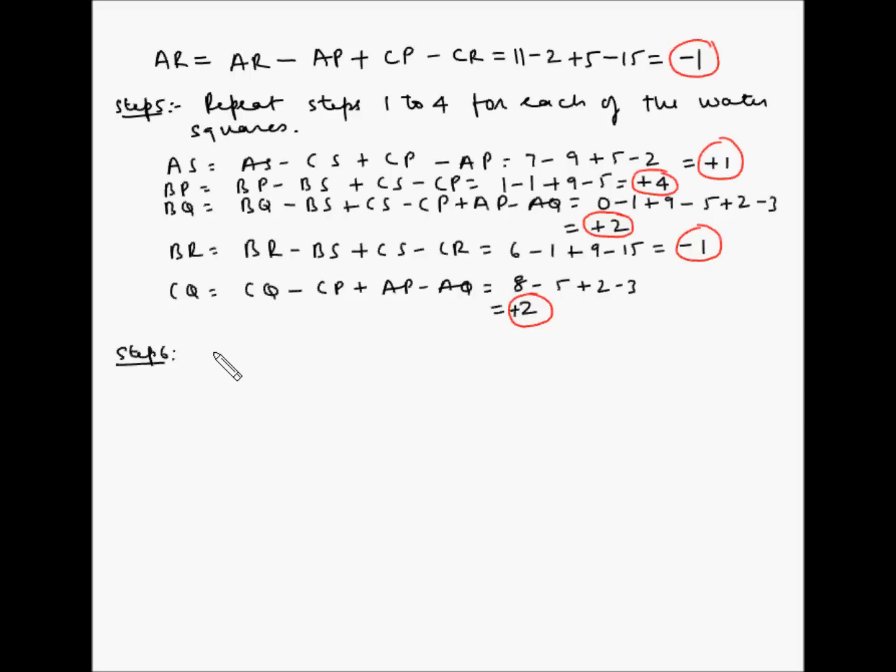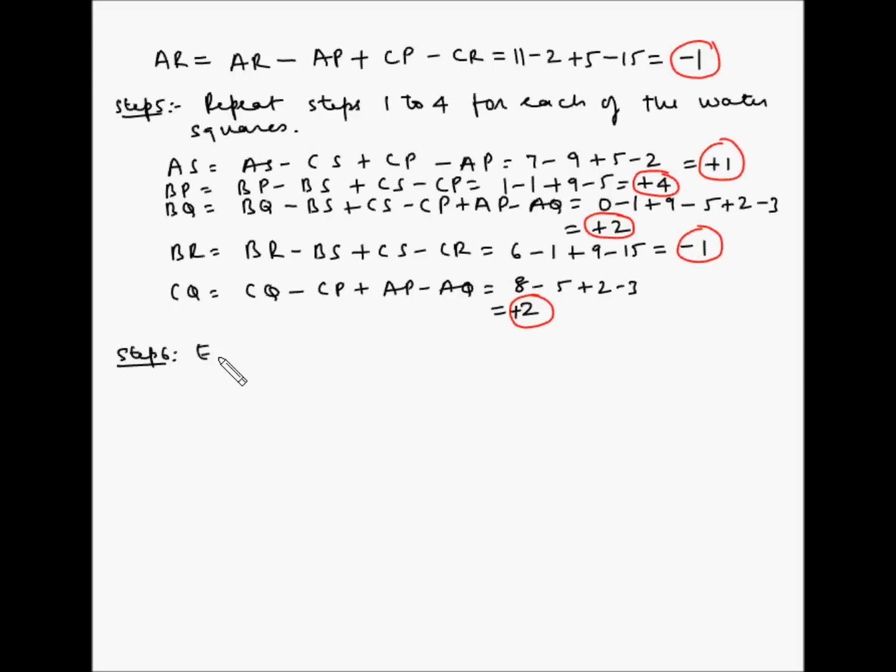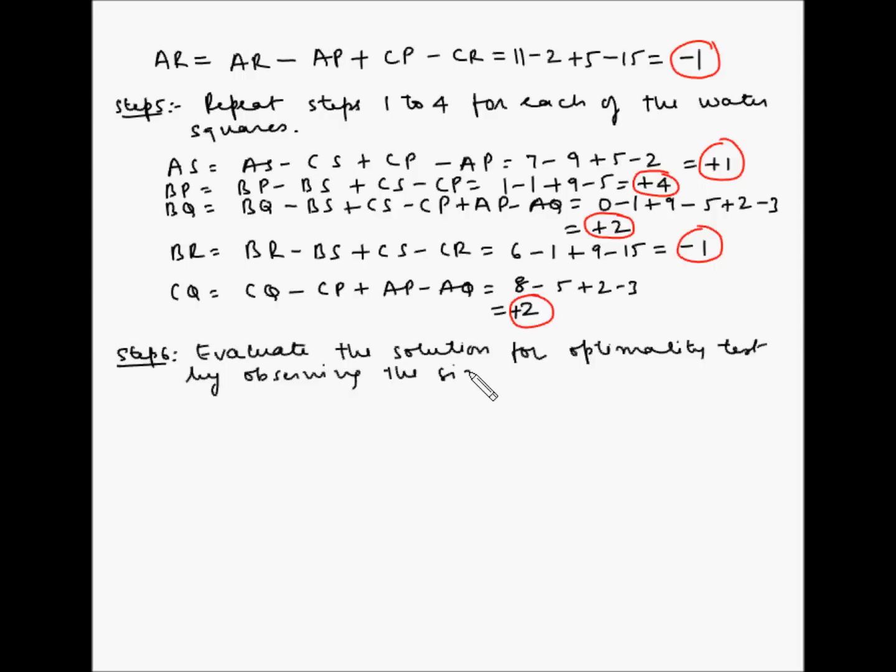Now in step number 6, we have to evaluate the solution for optimality by observing the sign of the net cost change. So evaluate the solution for optimality test by observing the sign of the net cost change.